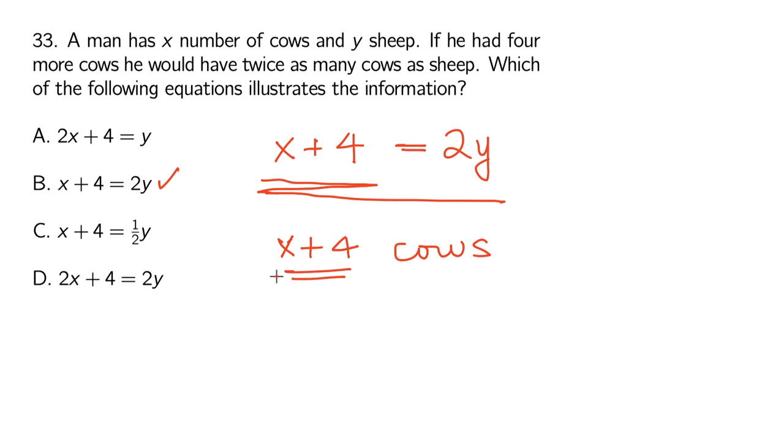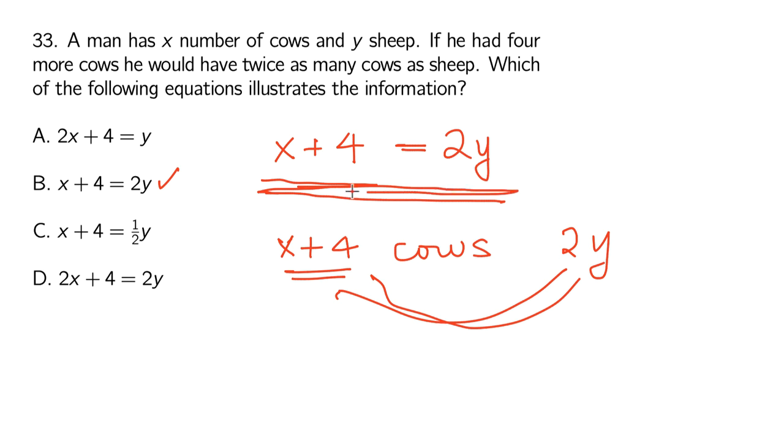And then we are told that when he has X plus 4 cows, he has twice as many cows as sheep. So the number of cows is greater than the number of sheep, and in particular you have to multiply the number of sheep by 2 to get the number of cows he has. So if he has Y sheep, we have to multiply this by 2 to now get the number of cows he has. So this gives us X plus 4 equals 2y.